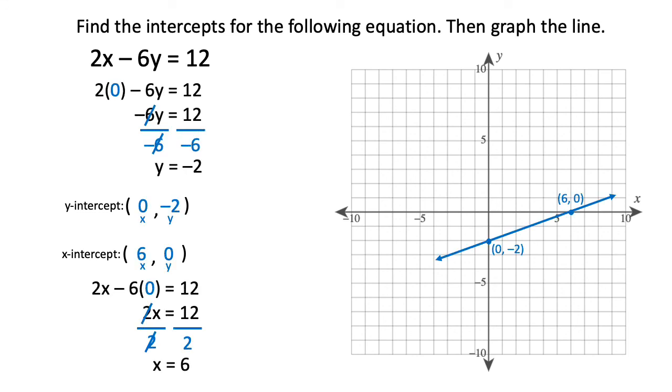And here are your answers for this equation. So when you plug in 0 for x, you will get the y-intercept of 0, negative 2. Your x-intercept is 6, 0. You can check your work over there on the left-hand side of the screen. And the graph of the line is on the graph on the right-hand side of the screen.